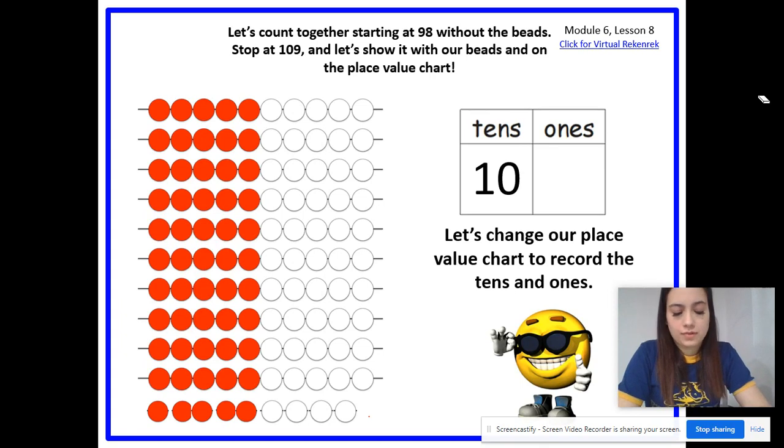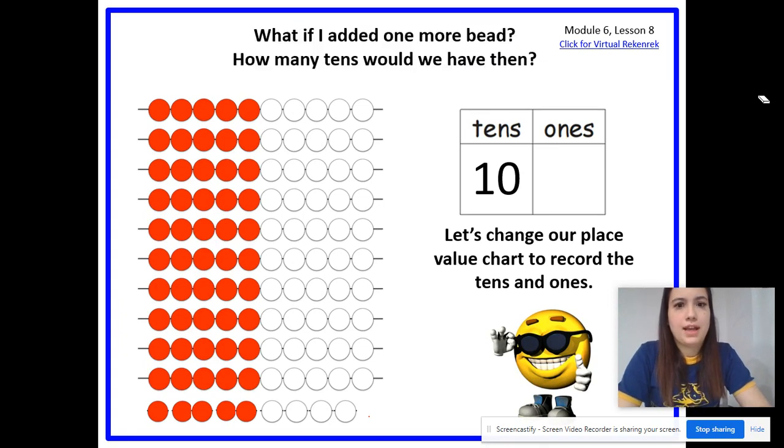Very good. Now, what if I added one more bead? How many tens would we have then? We're at 109. Remember that, boys and girls. But what if I add one more? How many tens do we have now? Do we still have 10 tens? Get ready.